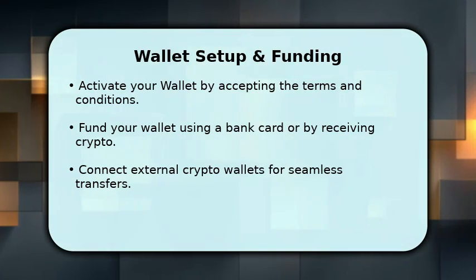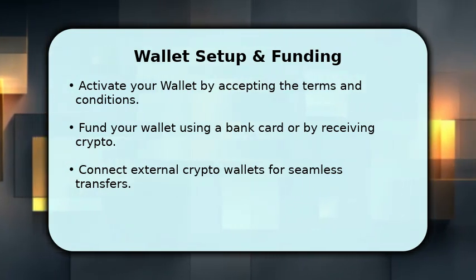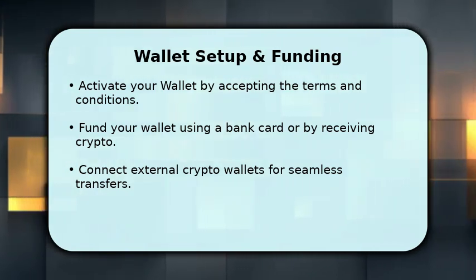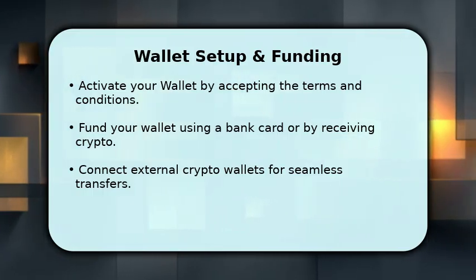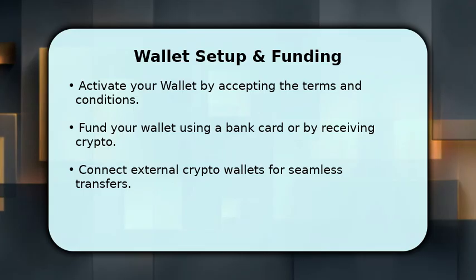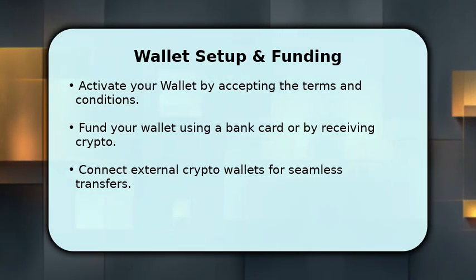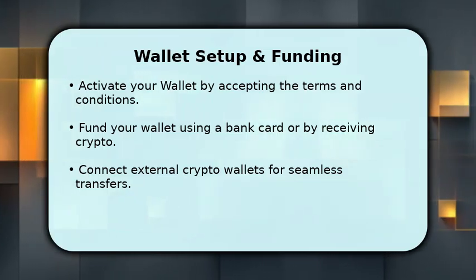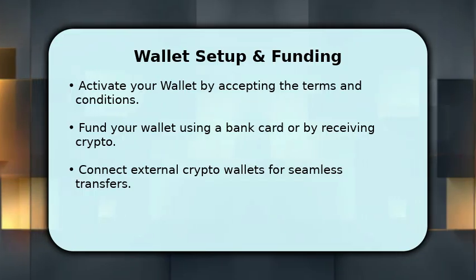To begin, activate your wallet by agreeing to the terms and conditions. Next, you'll need to fund it. You can easily add funds using a bank card or by transferring existing cryptocurrency from another wallet. The process is straightforward, typically taking just a few minutes. Ensure you verify all transaction details before confirming any deposits to avoid errors.